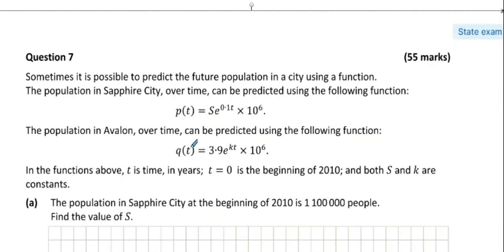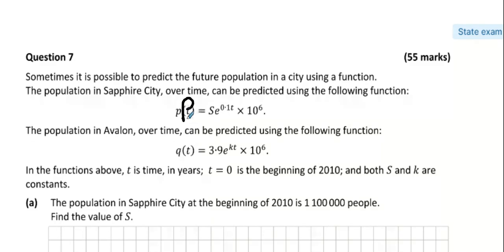Do you see the PT and the QT? Just change that to P and just change that to Q. What it means is you put in the time and it tells you how much. Is that right? Now, it says population.